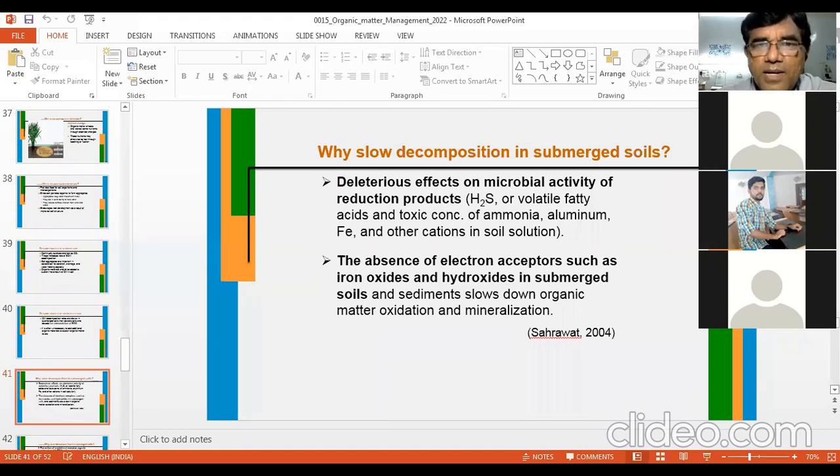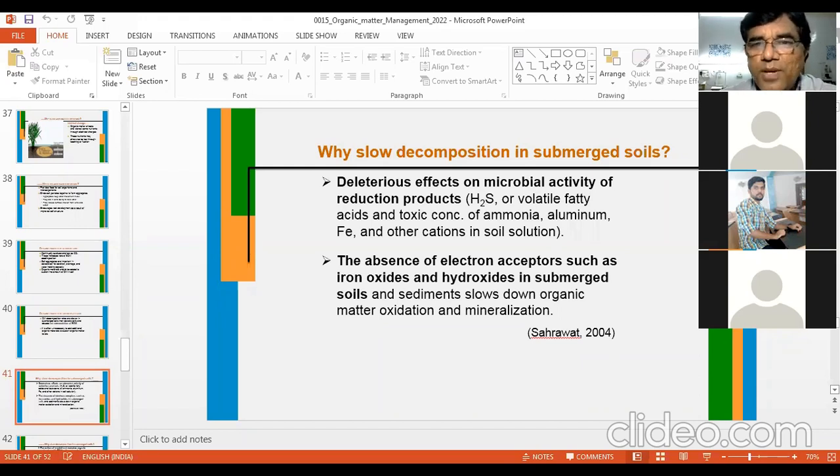Number one, the deleterious effect of reduction products on microbial activity. First thing is that aerobic organisms are not there. They are mostly anaerobic organisms, and these are less in number, and they also produce some toxic substances in the soil, and these toxic substances further reduce the population of microbes which are making them. So it is a kind of auto-killing. H2S, volatile fatty acids, toxic concentrations of ammonia, ammonical ions, aluminum, and iron can affect the microbial population. So that is why the decomposition is slower.